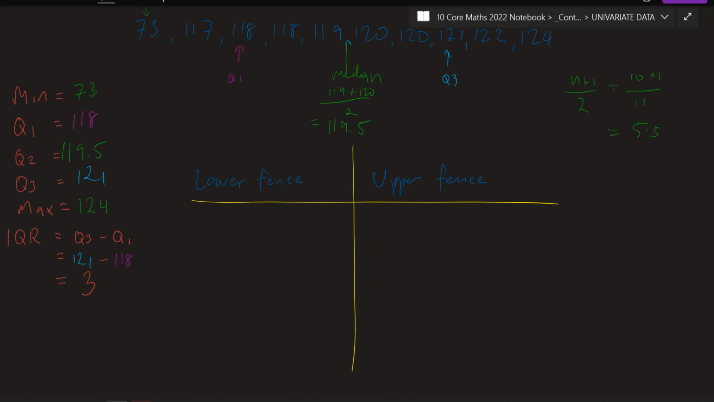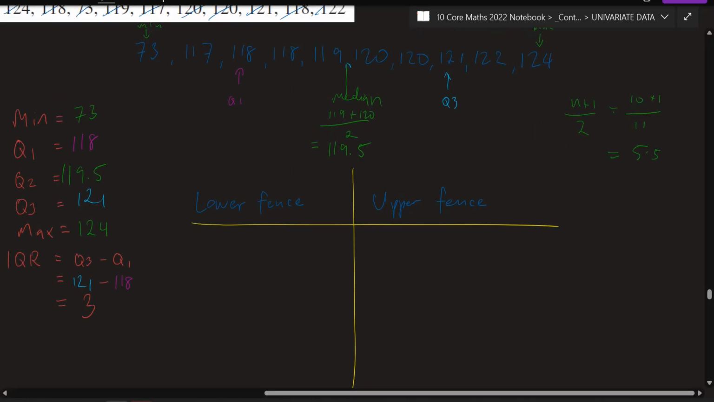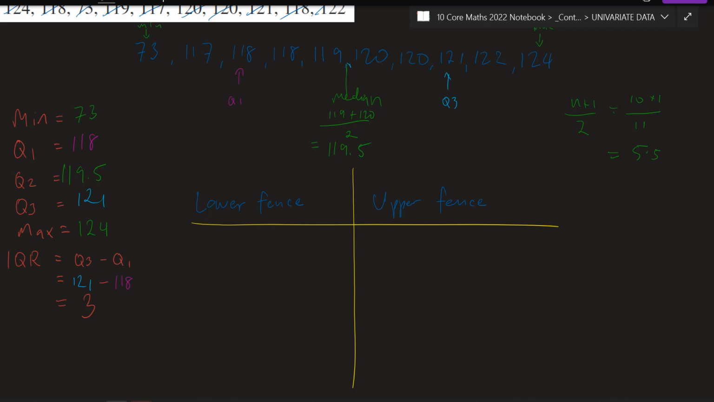So the point of this is to show, in this data set, which one is the outlier. Now you can probably look at it and say it. Francis, what would the outlier be in this data set? Which one doesn't belong, do you think? Have a look at the numbers. You've got 73, then you've got 117, 118, all the way to 124. Which one's a little bit too high or a little bit too low?